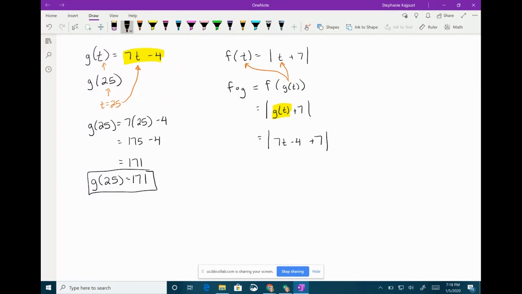And then you're simplifying inside. So I can do negative 4 plus 7, which gives me 3. So this will give us the absolute value of 7t plus 3. And we can't simplify that anymore because you can only take the absolute value of things that have numbers. So because we have a variable in there, we can't actually take the absolute value at all. We can't split that up. So that would be the function composition.